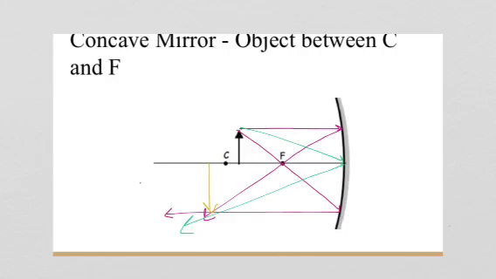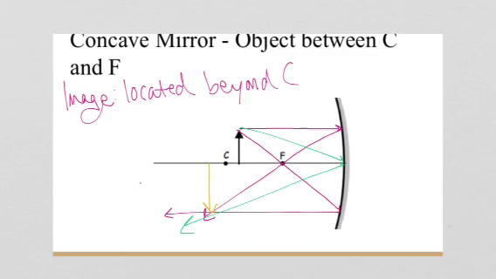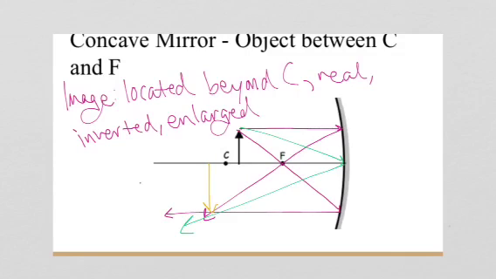Now, what are the properties of this image for when the object is in between C and F? Well, our image is located beyond C, further away from C. It is therefore also real. It is still inverted. And it's actually enlarged or magnified. Notice the height of the image in comparison to the height of the object.